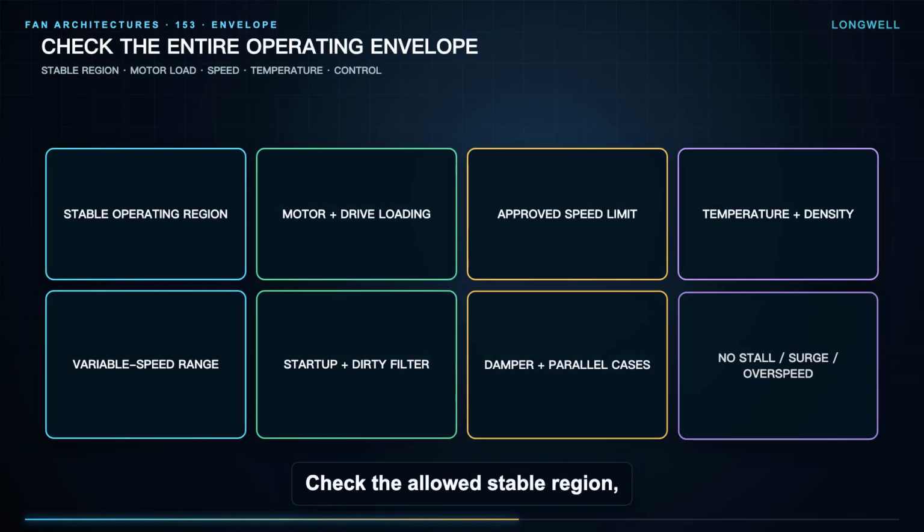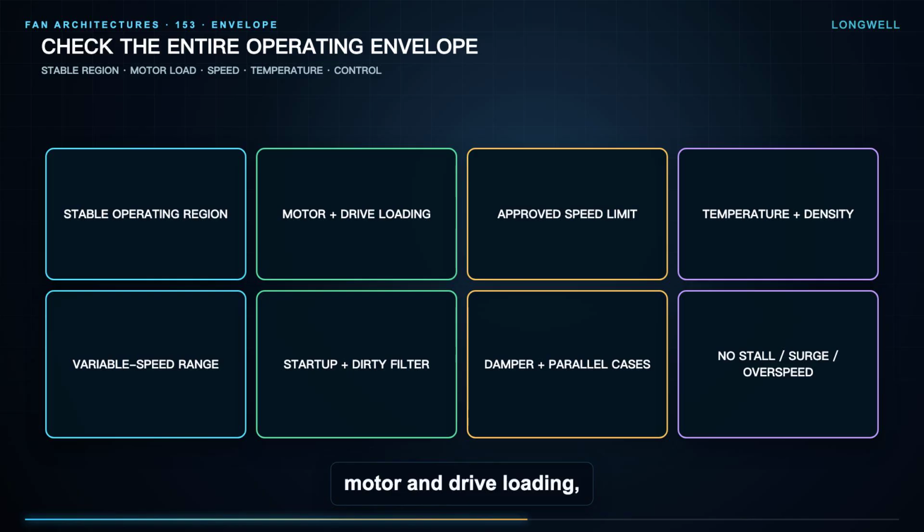Check the allowed stable region, motor and drive loading, speed limit, temperature correction, and variable speed range. Startup, dirty filters, damper positions, and parallel operation may move the duty point. Never demonstrate induced stall, surge, overspeed, or reachable rotating parts.